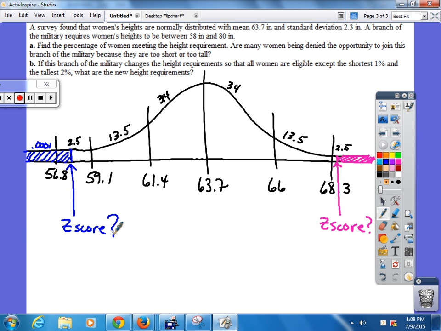So find those z-scores. There's some silverware and napkins up here too. You might have to get one, because there's nothing worse than eating a piece of pizza that's hot and that cheese gets all over your chin. Not gonna get a fork. Yeah.